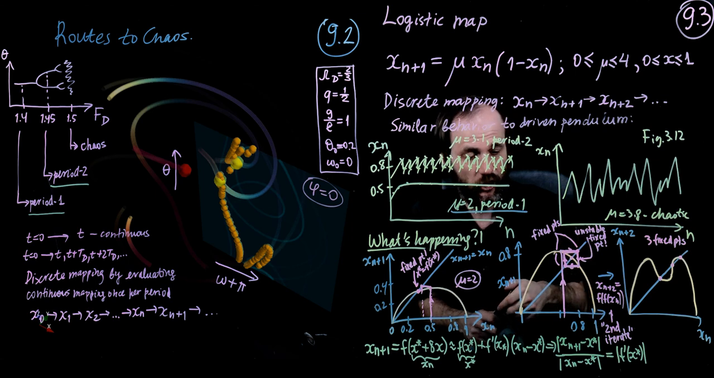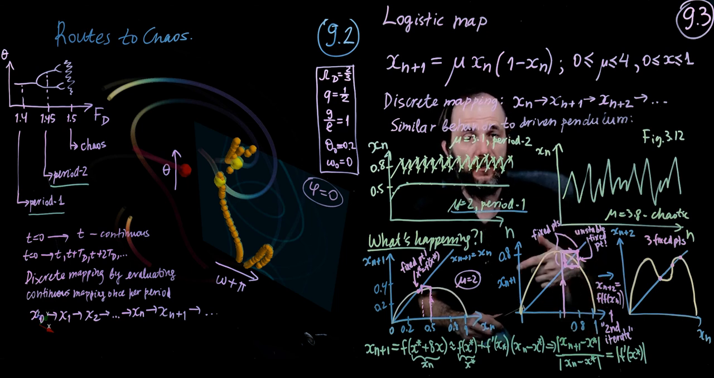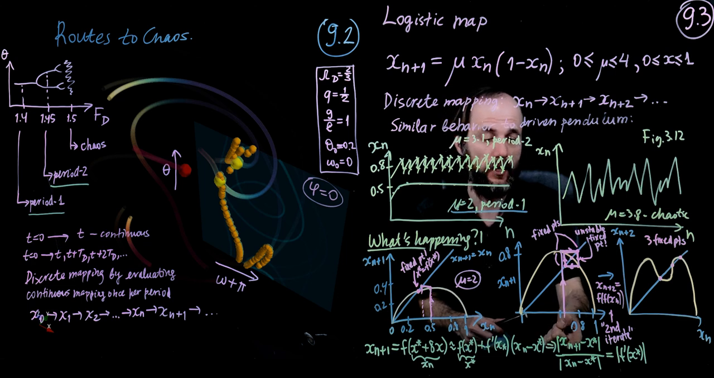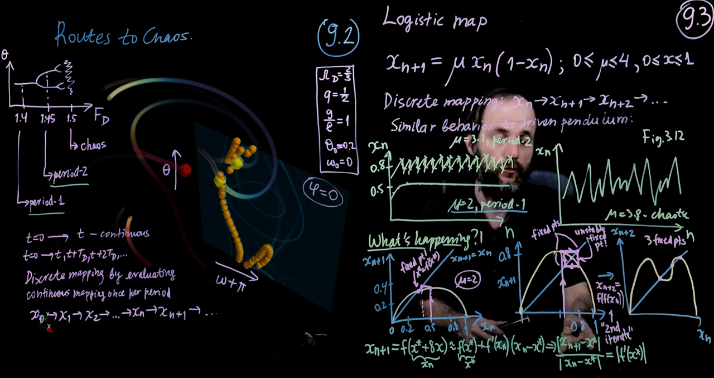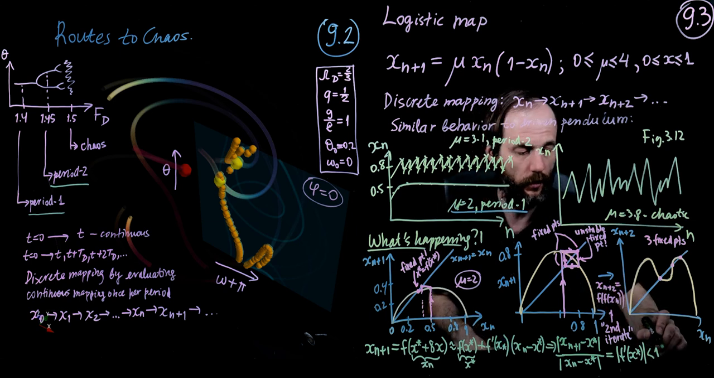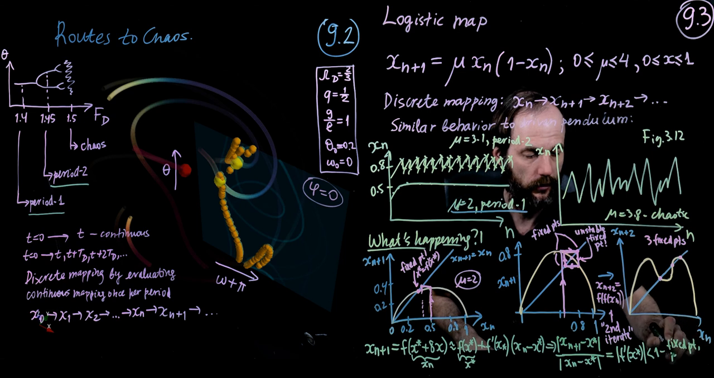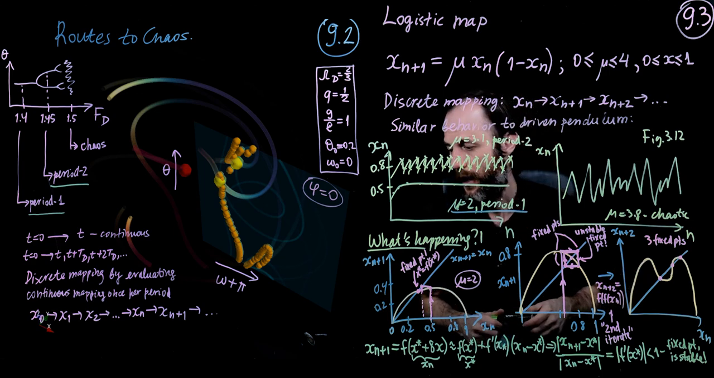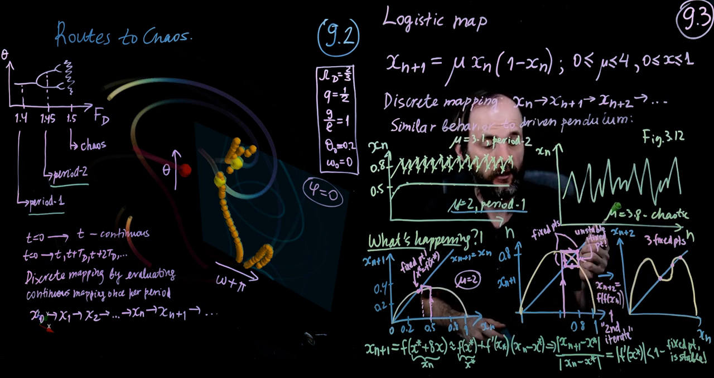So that actually tells us that in order for the fixed point to be stable, the next value in our sequence, xn plus 1, should be closer to the fixed point than the previous one. So this ratio should be less than 1. Therefore, the absolute value of the derivative should be less than 1. So then a fixed point is stable. And that is the condition for our fixed point to actually be stable.